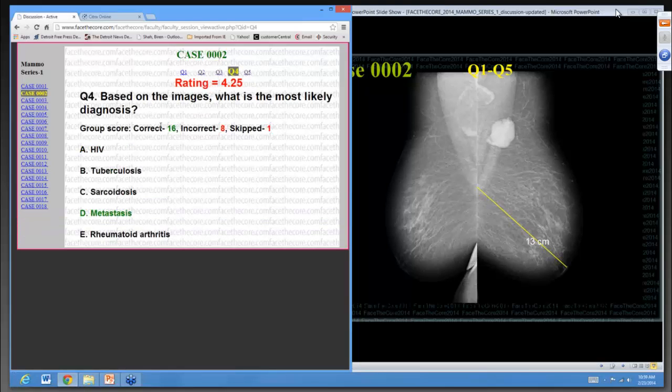As far as based on images, what's the most likely diagnosis? The majority of you got this question correct. As far as the differential diagnosis for unilateral lymphadenopathy, that includes metastasis, which is the most common cause, reactive adenopathy from inflammation or infection, or even if there's a silicone rupture or leak, you could have adenopathy. The other answer choices listed are really differential diagnosis for bilateral axillary lymphadenopathy.